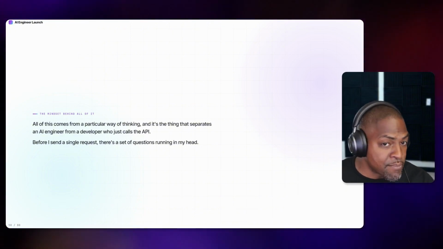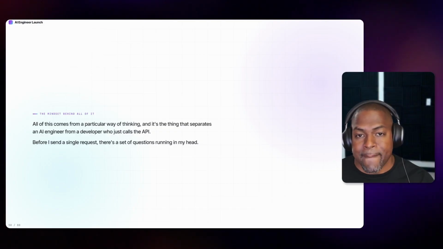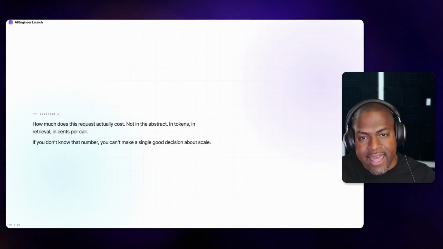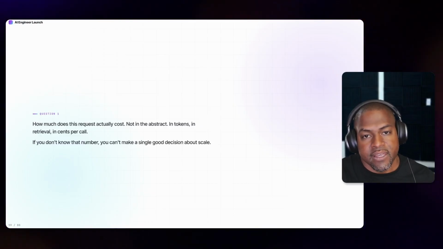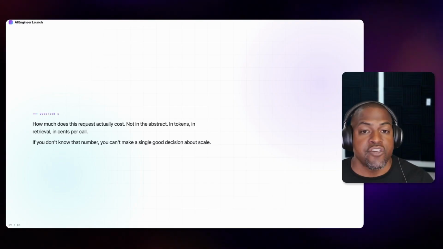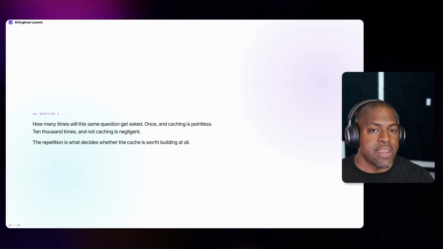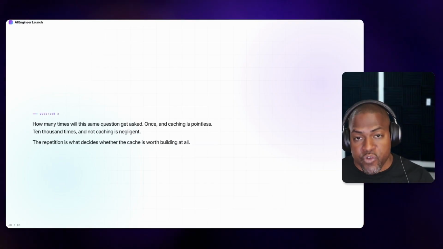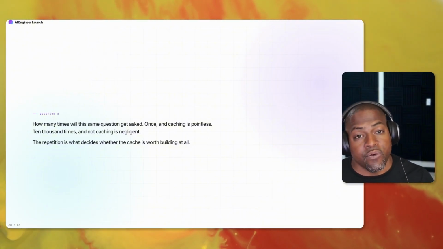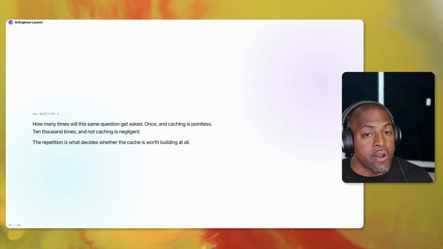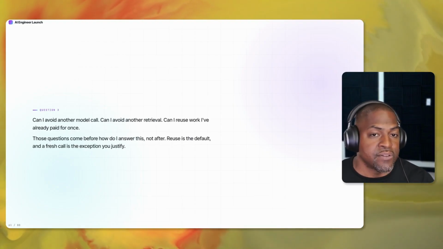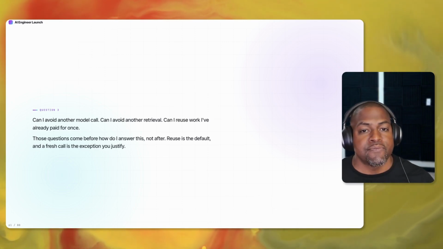If you don't know that number, you can't make a single decision about scale. How many times does this same question get asked? Once, and caching is pointless. 10,000 times, and not caching is negligent. The repetition is what decides whether the cache is worth building at all. Can I avoid another model call? Can I avoid another retrieval? Can I reuse work I've already paid for once? Those questions come before "how do I answer this," not after. Reuse is the default, and a fresh call is the exception you justify.